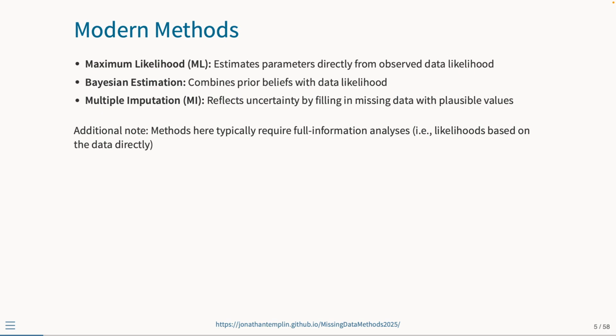Okay, modern methods. Maximum likelihood estimates parameters directly from observed data, the observed data likelihood. So a model, we talked about linear regression. That model has an implied distribution on one or more of the variables. Those distributions lead to a function, and we pick parameters that maximize the value of that function. We'll discuss that much more in depth in two weeks, how that works. But that function comes from your model. Your model itself dictates what the distribution of your variables are.